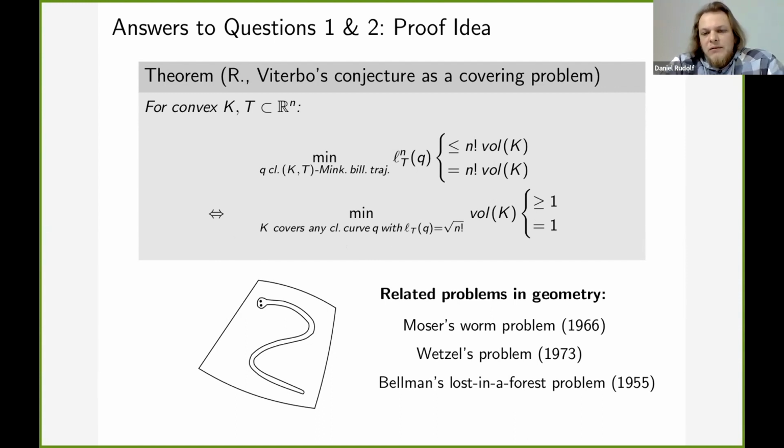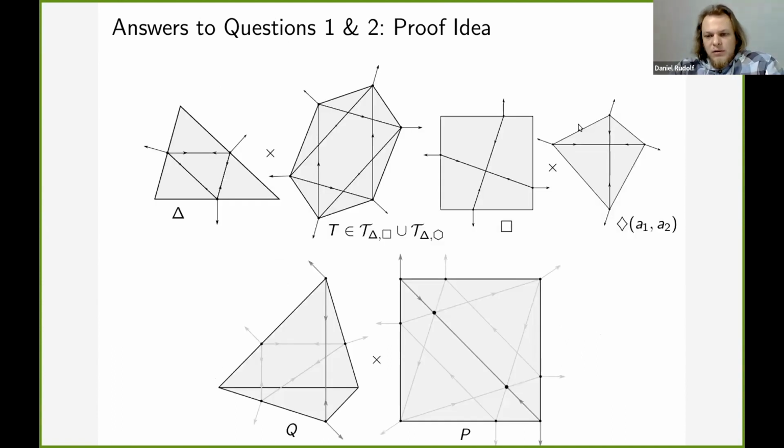Now, I can say that this covering problem is related in some sense to famous problems in geometry. For example, Moser's worm problem from 1966, Wetzel's problem from 1973, or Bellman's lost in the forest problem from 1955. Perhaps later in the discussion, I can say something concerning this relation. But the idea now is to start with this covering problem and to solve it for the configurations presented before. And this is exactly what one can do. For the triangle, for the parallelogram and trapezoid configuration, one can solve these covering problems. And here I've shown you some of the length minimizing billiard trajectories.